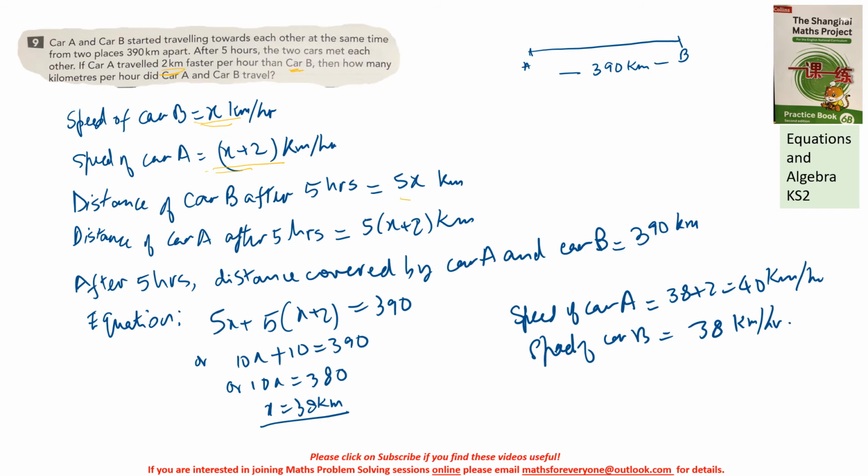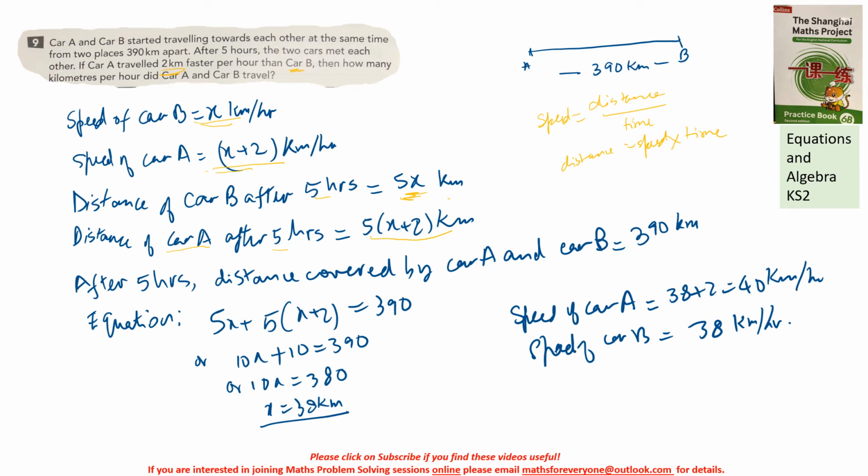Distance after 5 hours would be 5x kilometers, because we know that speed equals distance divided by time. So distance equals speed multiplied by time. So that's what we've done here. The speed multiplied by time, 5x kilometers. Distance car A has after 5 hours is 5 times x plus 2 kilometers.